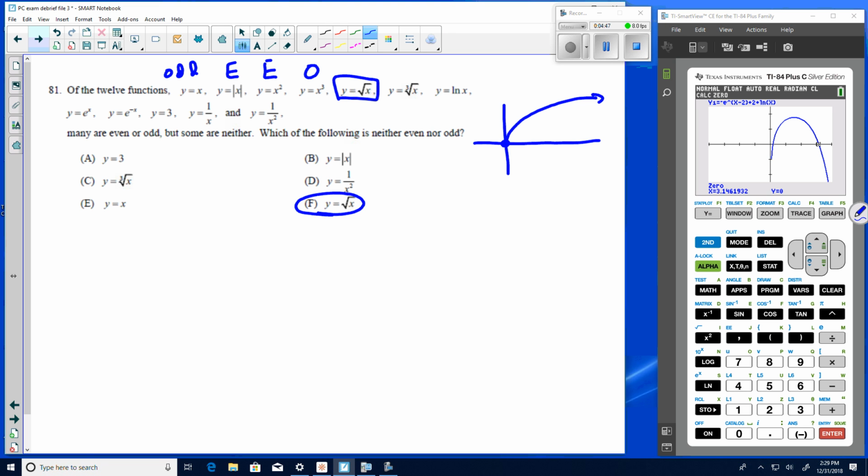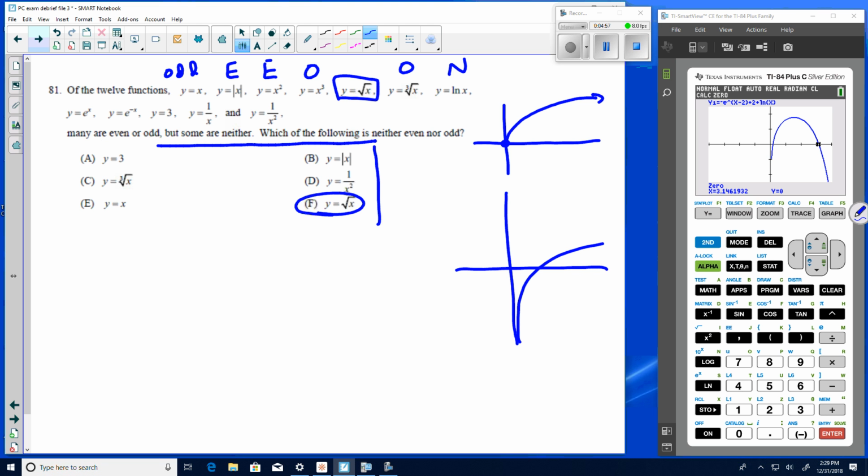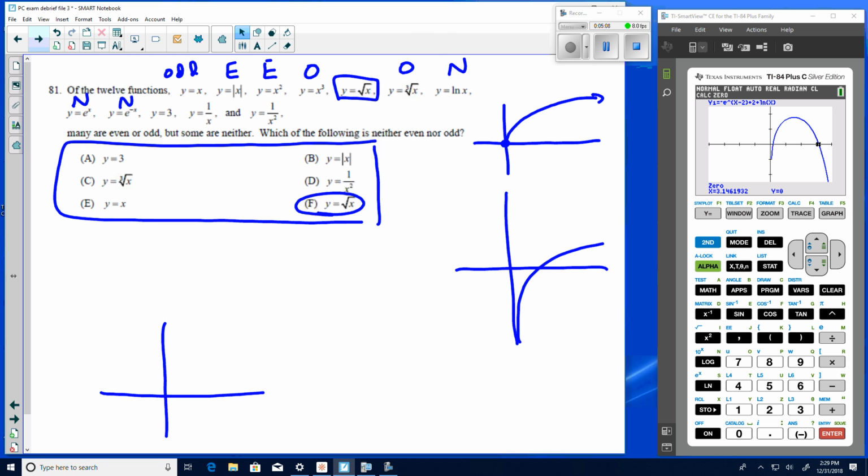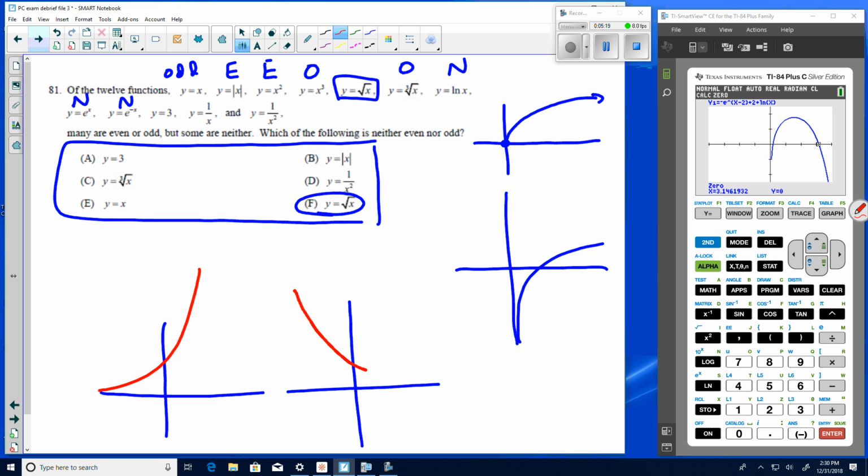If we check these other ones, this one is odd. This one is neither, right? The natural log graph looked like that. That's neither even nor odd, but that wasn't one of our choices here. So even though it's neither, it's not the answer to this question. The exponential growth and decay, those are neither even nor odd as well. Here's the growth curve, right? Not symmetric about the y, certainly not symmetric about the origin. Here's the decay curve, going this way, not symmetric about y, not symmetric about the origin. So both of these are neither, but they were not choices of the 6 that we had here.